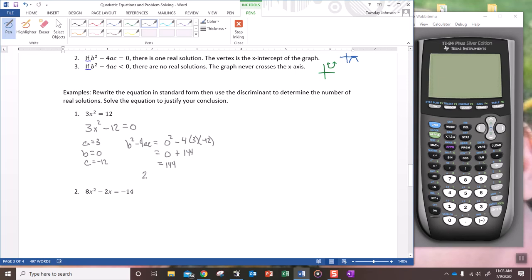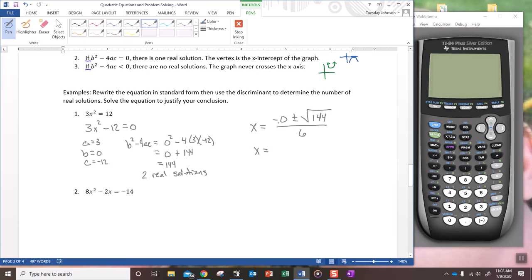And it looks like there will be 2 real solutions. So we can predict what we're going to get. And it's nice that this is already worked out because also we can find, using the quadratic formula, negative 0, right, because it's the b value. Just go with it for right now. Plus or minus the square root of 144, because I've already found the value of my discriminant, over 2 times a. 2 times 3 is 6.